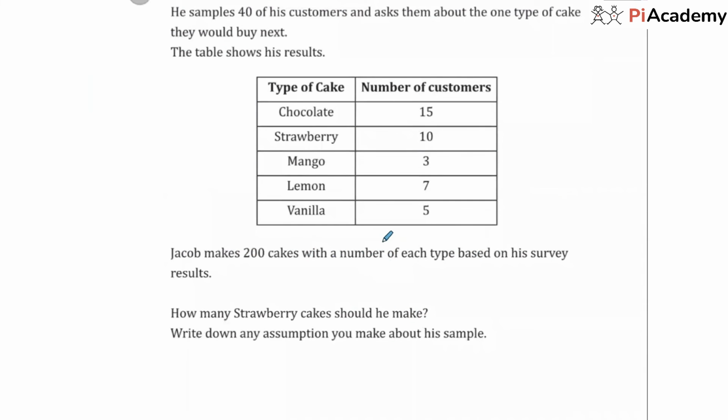So for 40, this is how much he got. Okay, you understand? For 40, he got 10. Out of 40 customers, 10 customers wanted him to make strawberry cakes. Now he's doing it for 200 customers. So how many strawberry cakes should he make? That's very simple. So would it be 50? Yes, 40 times 5 is 200, so 10 times 5 is 50, right? Good. He should make 50 strawberry cakes. Okay. Now, write down any assumption that you make in this sample.